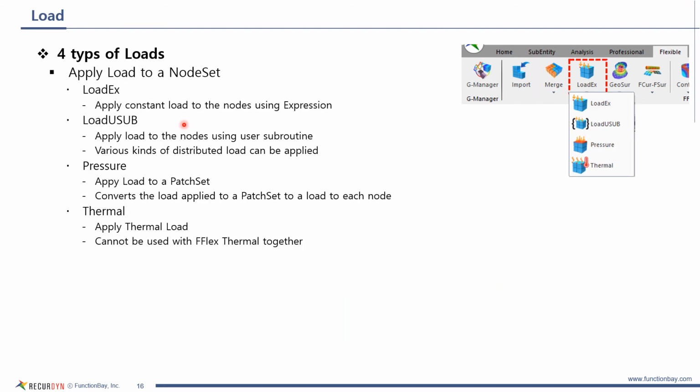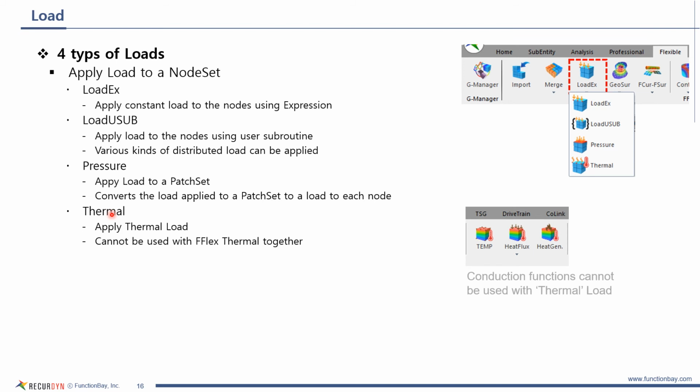Load is used when you want to apply various kinds of distributed forces to a node set or patch set. Load EX and load USUB applies the load to each node directly. Pressure applies the load to the patch set as pressure. Thermal is used to consider the thermal load caused by temperature. RecurDyn supports these heat transfer functions, so-called FFlex thermal, and this thermal load cannot be used together with this FFlex thermal.